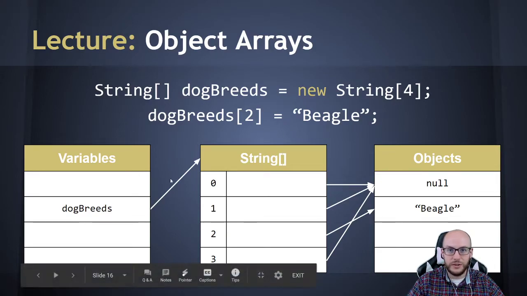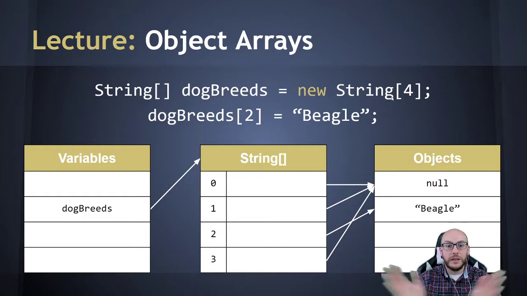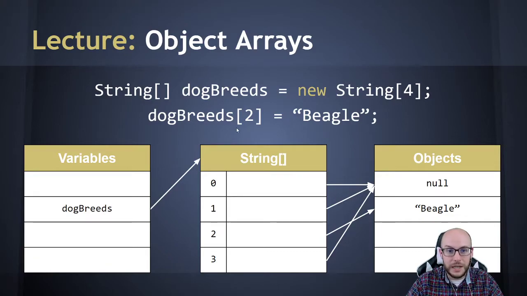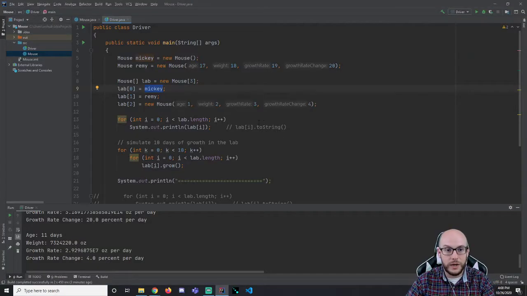I don't want you to get too confused by this. A string array is just a collection of variables. There are 4 string variables that I've put together, but instead of the variable name being some user-defined symbol, like Mickey or Remy, it is just one of the spots in our array.